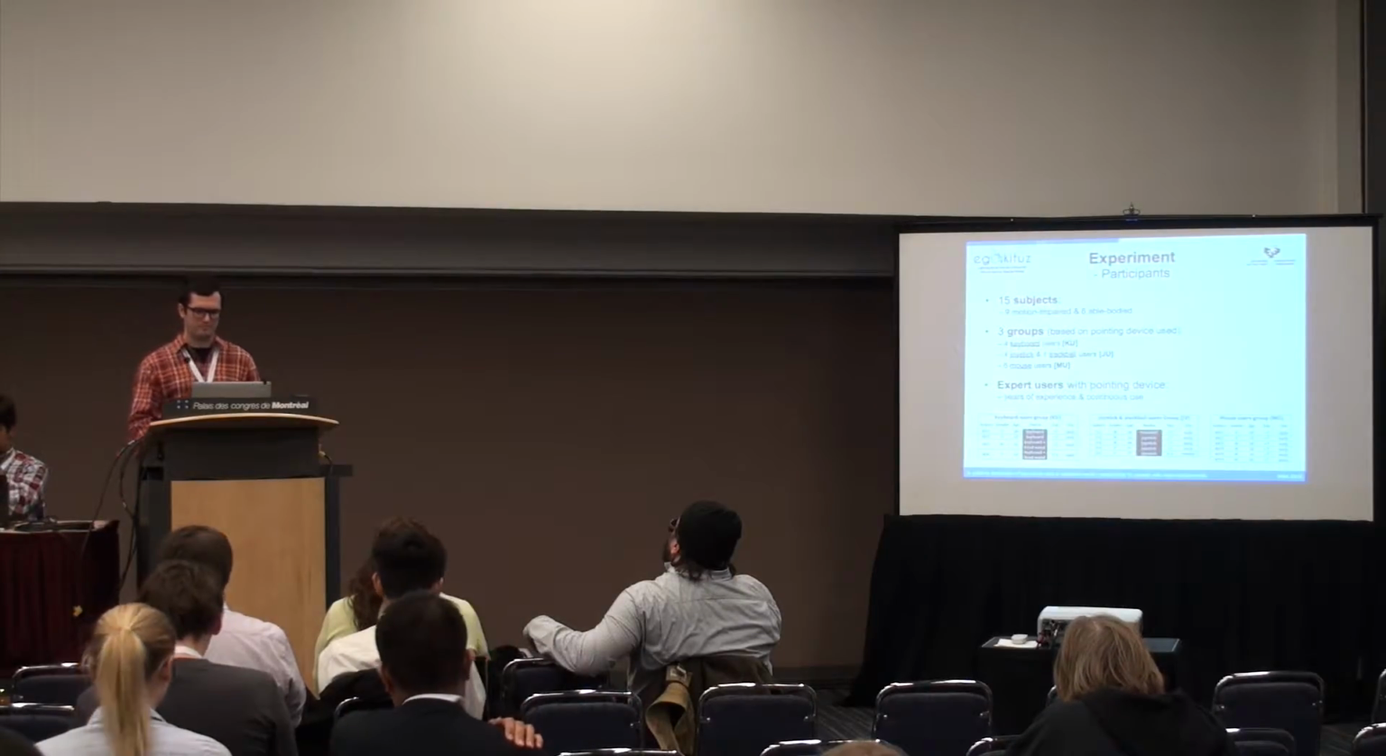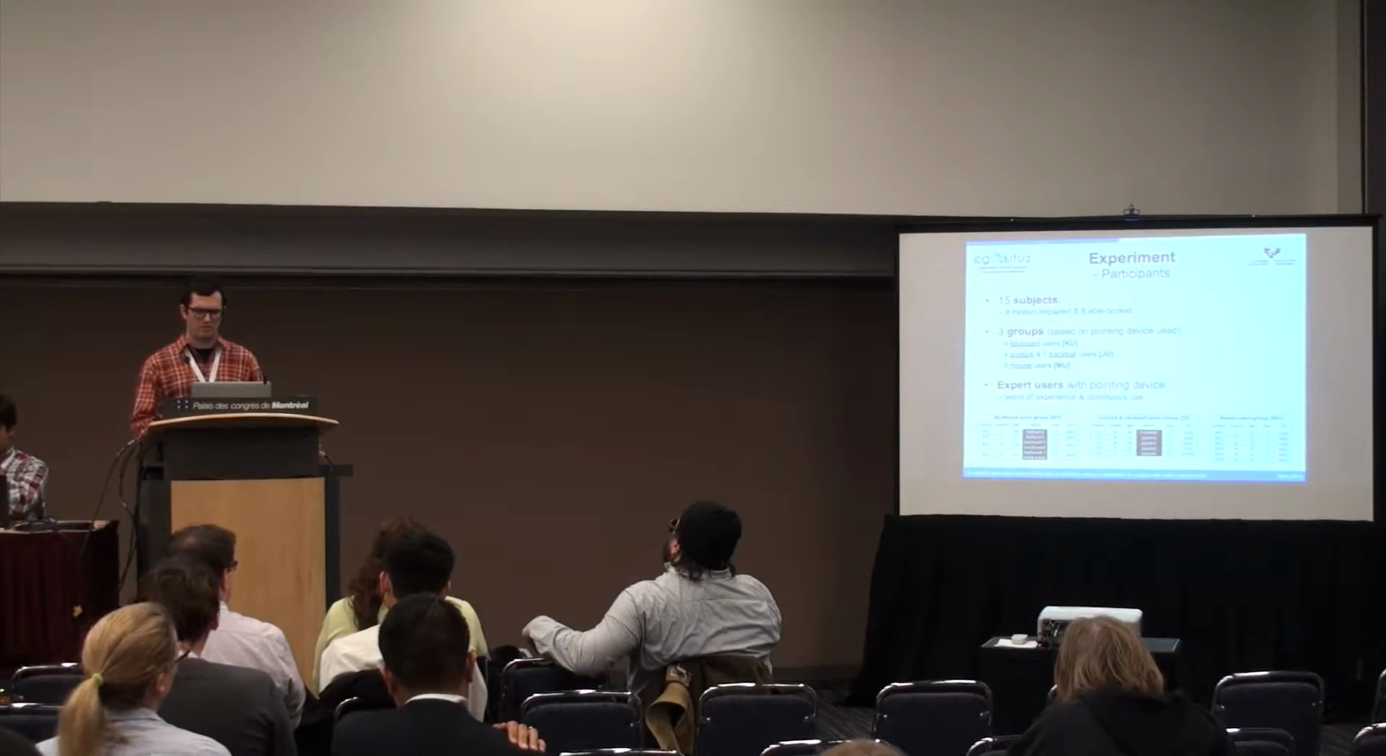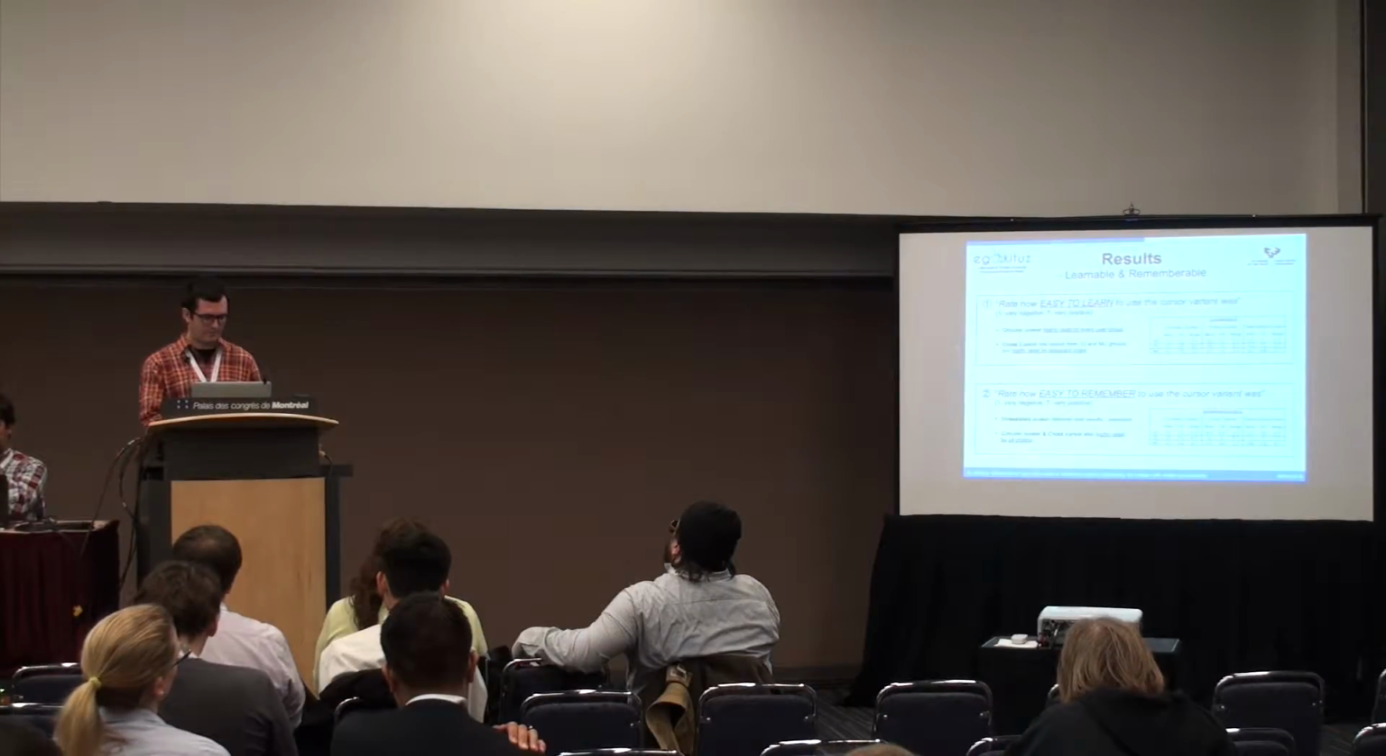And a mouse user group with 6 mouse users. The first 2 groups were users with motor impairments, and the mouse user group were the able-bodied group. All of the users were expert users with the pointing device used during the experiment. And next I'm going to present the results for each of the 8 categories mentioned before.